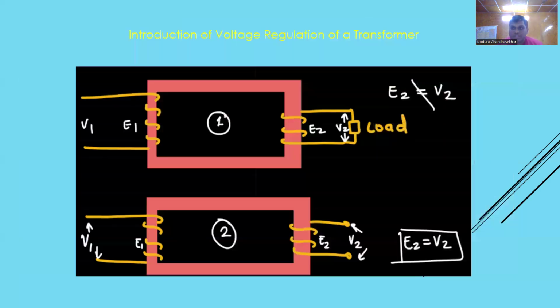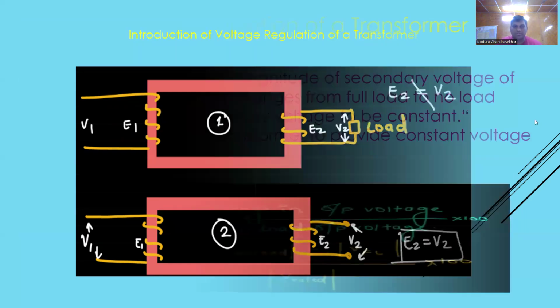Introduction to voltage regulation of a transformer. So coming to voltage regulation of a transformer, we have two cases here. In the first case, we have a load attached on the secondary side of the transformer. In the second case, we do not have a load attached to the secondary side. In the first case, we cannot say that E2 is equal to V2 as there is a load attached. But in the second case, we can say that E2 is equal to V2, as it is an ideal condition with no load attached. This is a major difference which we need to remember.